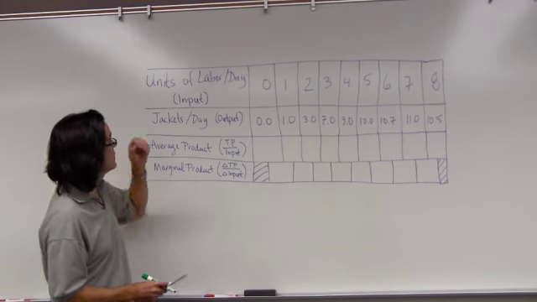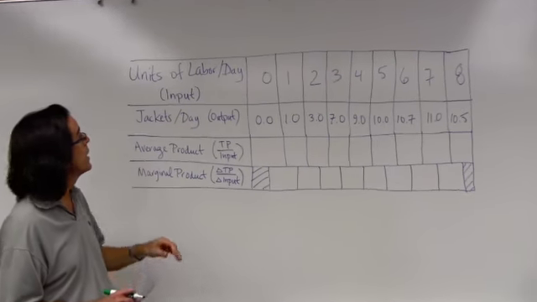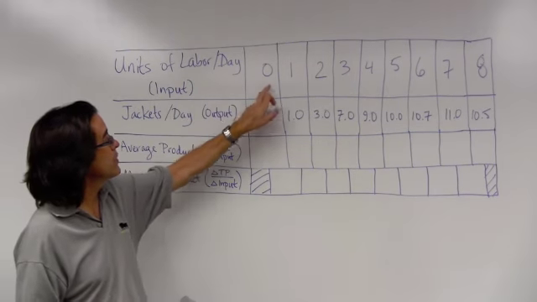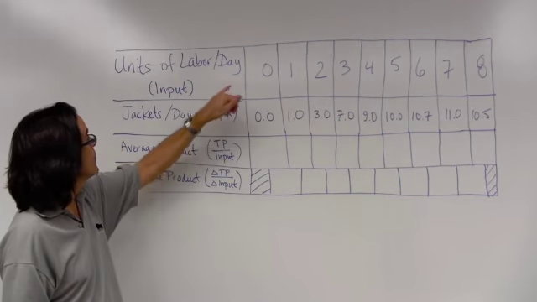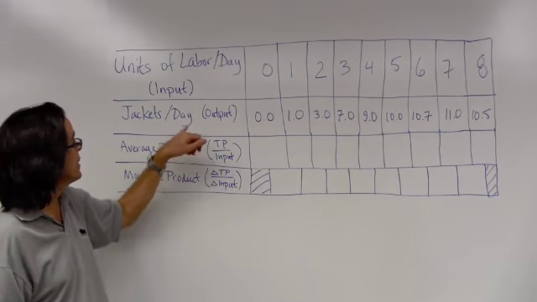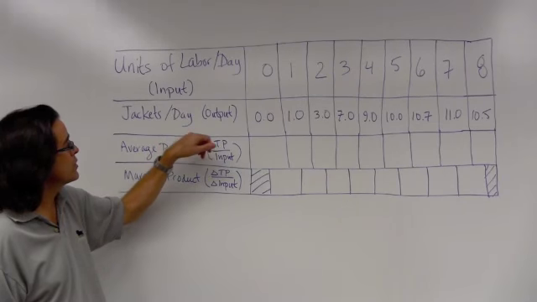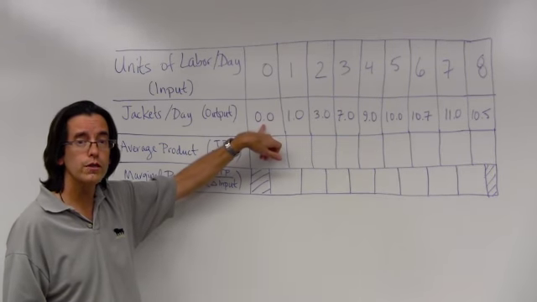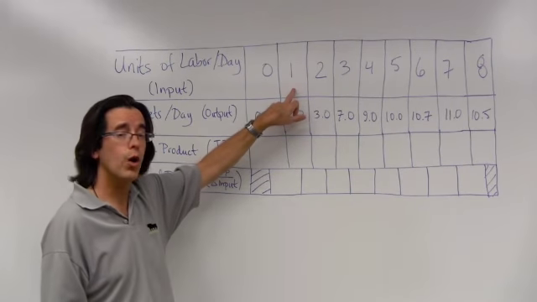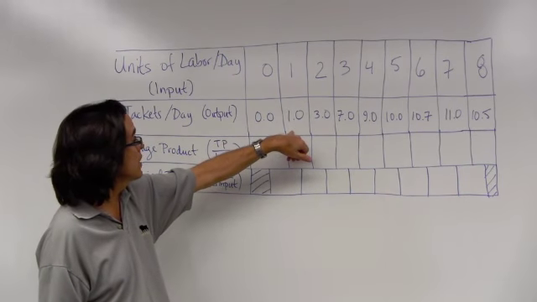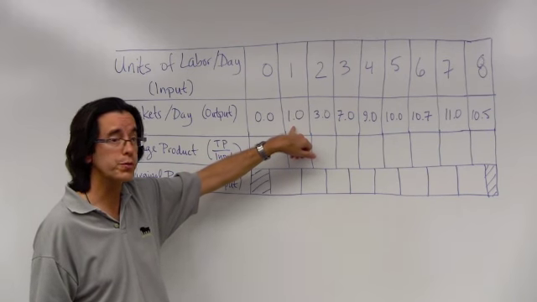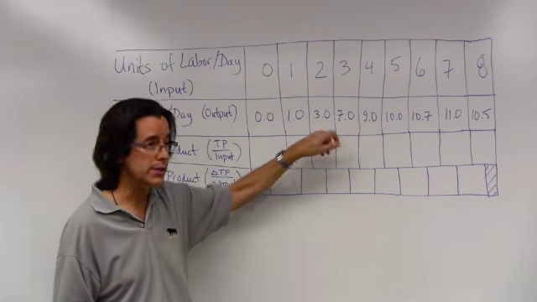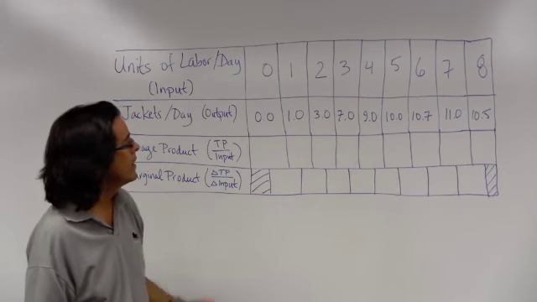So what we have here is a table from the book. We're looking at the input, units of labor per day, so we have 0, 1 through 8. Corresponding to each level of input is the level of output measured in jackets per day. So we would say if you have no labor, you have no jackets of output. If you're using 1 unit of labor per day, it's going to result in 1 jacket produced per day. 2 units of labor per day will produce 3 jackets, etc., all the way through 8.